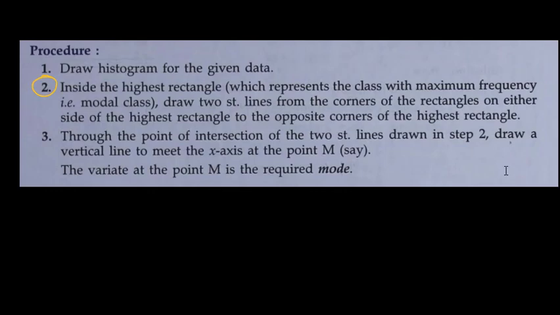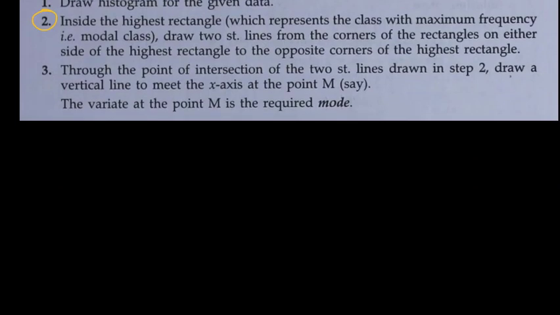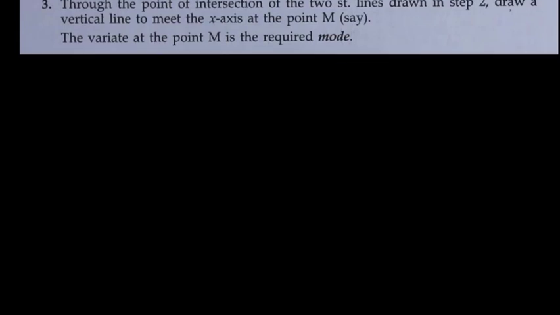Now the third step: through the point of intersection of the two straight lines drawn in step 2, draw a vertical line to meet the x-axis at the point M. The variate at the point M is the required mode. Many of the points you will not have understood. Let us see one example, and with the help of the example I will again come to this procedure and make you understand how we are going to find mode.